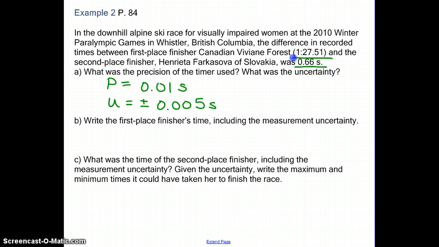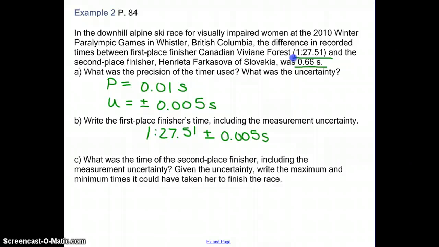So now let's write the first place finisher's time, including the measurement uncertainty. So the first place finisher was 1 minute 27.51 seconds plus or minus 0.005 seconds. Part C, what was the time of the second place finisher, including the measurement uncertainty? Given the uncertainty, write the maximum and minimum times it could have taken her to finish the race.